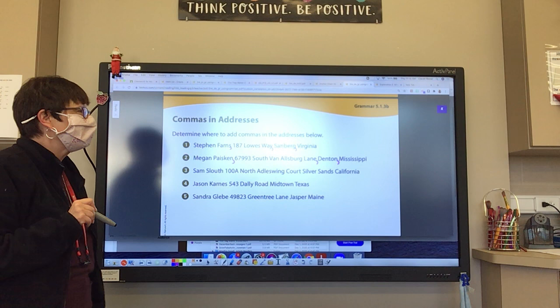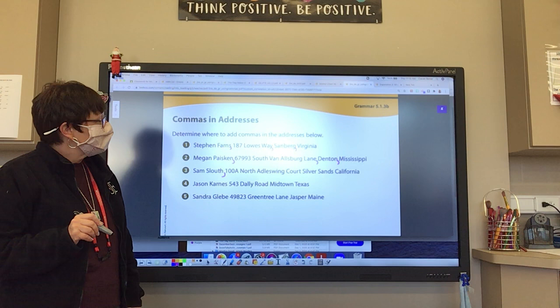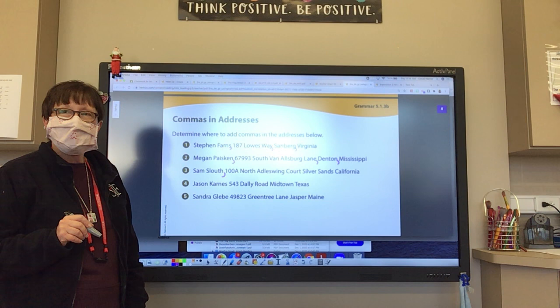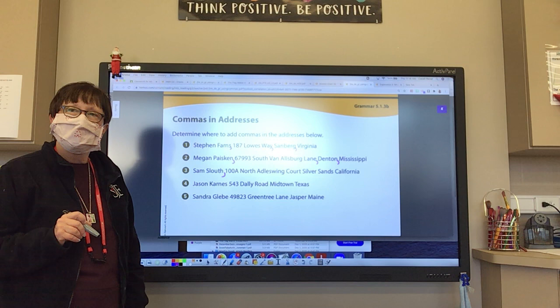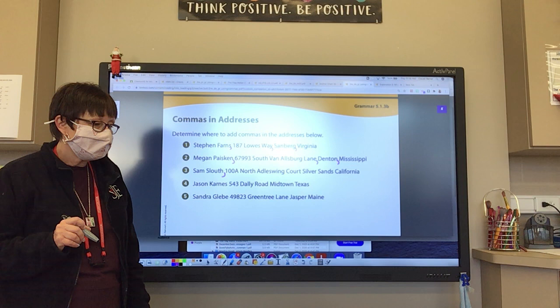Okay, now we have Sam Swap, 100A, North Addle Swing Court, Silver Sands, California. Where does it go? Libby, where does it go? After Swap. After Swap. Not after Silver. That's part of the town name. After Sands is one of them.